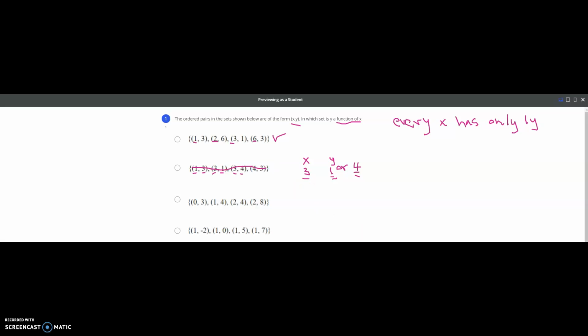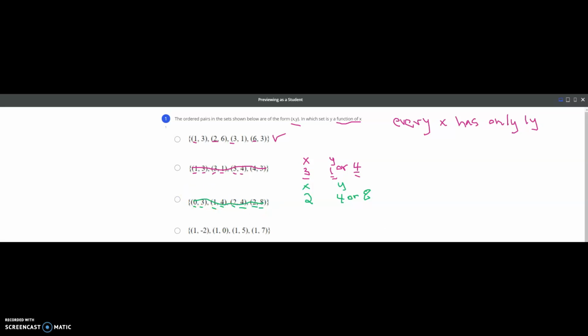So let's try another one, just to make sure. 0, y is 3, x, y is 4, 2, y is 4, 2, y is 8. Whoa, so that means if x is 2, y can be 4 or 8, right? You see that? When it's 2, it's 4, or it can be 8. So this is not one as well.